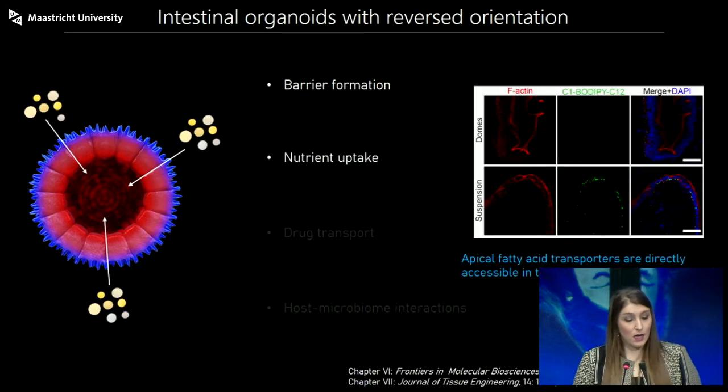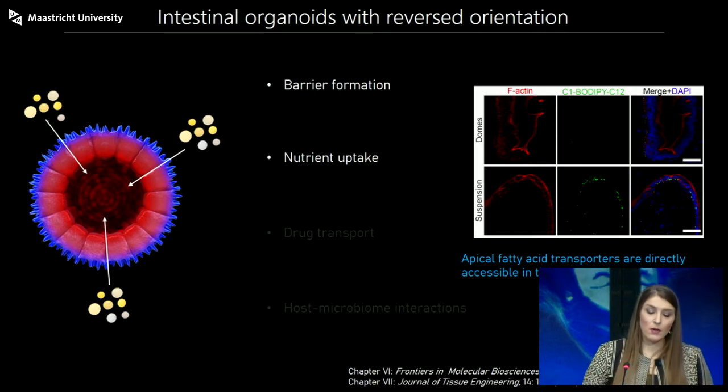Next, we assessed the nutrient uptake. In the in vivo intestine, the uptake of fatty acids occurs mainly through apical transporters, which are located in the apical surface of the organoids of the intestine. And here we saw that only when the apical surface is facing outside, in the organoids with reversed orientation, the BODIPY, which is a fatty acid analog, can be taken up, indicating that the fatty acid transporters are really directly accessible in the outer part of the organoids.